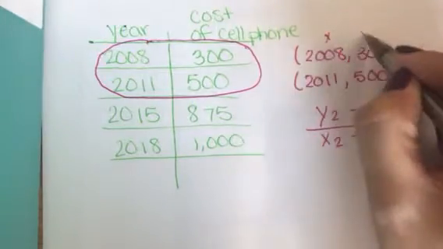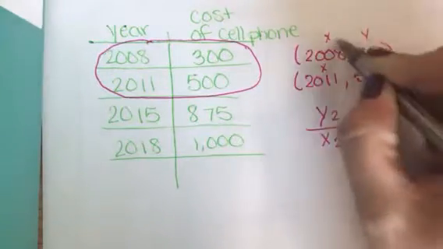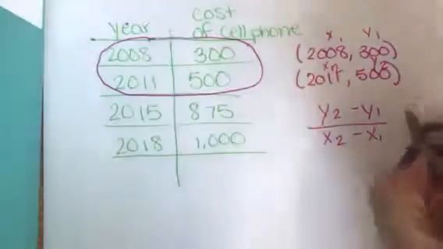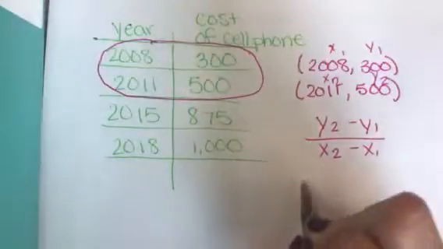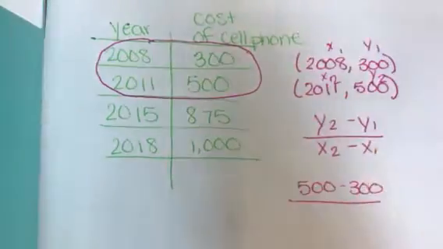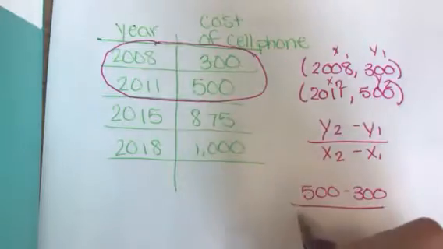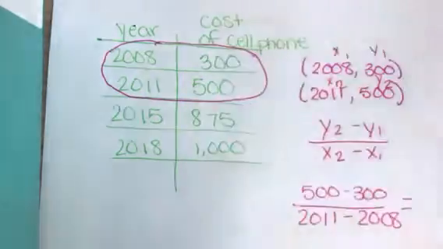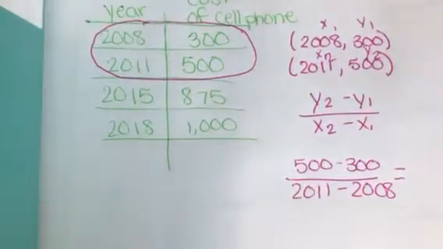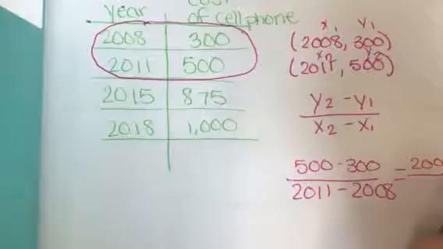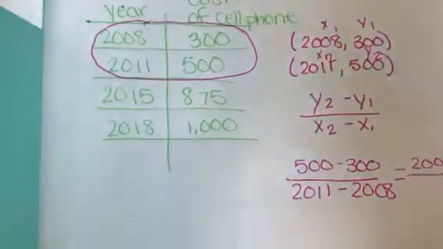where we always have an x1, y1, and an x2, y2. So this becomes 500 minus 300 over 2011 minus 2008. This math you can just do in a calculator, that's fine. Oop, I'm kind of going off the screen here. I think I can squeeze it in.